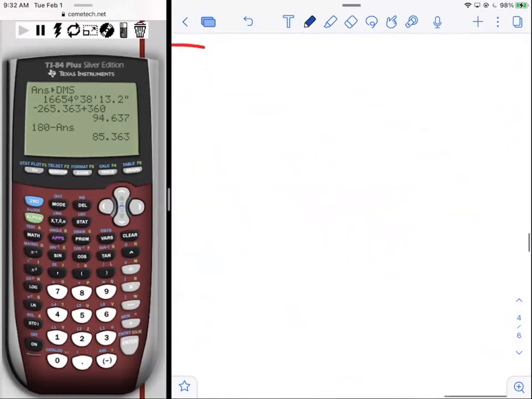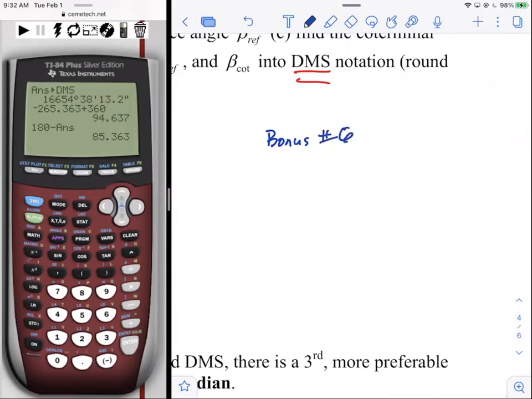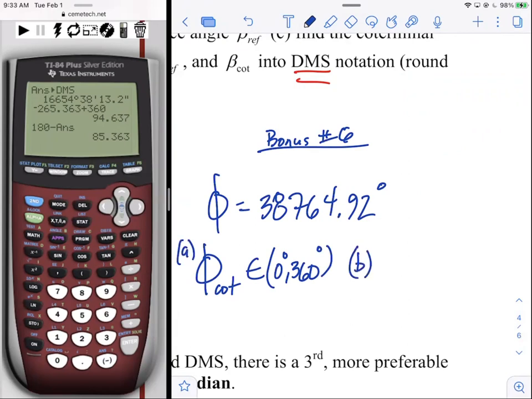Let's try another one. Okay, we'll call this a bonus number 5. Bonus number 6, I guess. I'm going to give you phi to be 38764.92 degrees. I want you to find, first of all, the coterminal angle that's between 0 degrees and 360 degrees. This is another way to write it. And then B, find the reference angle for beta. There's only one reference angle.